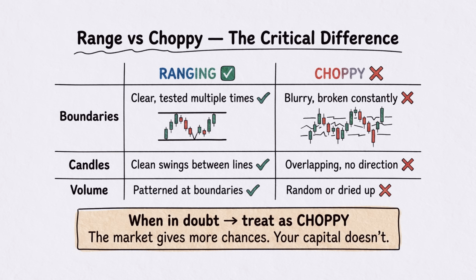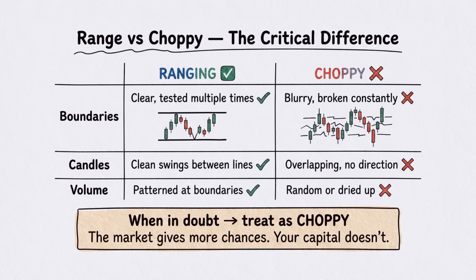And here's how you tell ranging apart from choppy, because this is critical. In a range, the boundaries are clear. They've been tested multiple times. Candles make clean swings between them. Volume follows patterns at the boundaries. In choppy conditions, boundaries are blurry. They get broken and rebroken constantly. Candles overlap with no direction. Volume is random. Range, you can work with it. Choppy, get out. That's the number 1 rule.